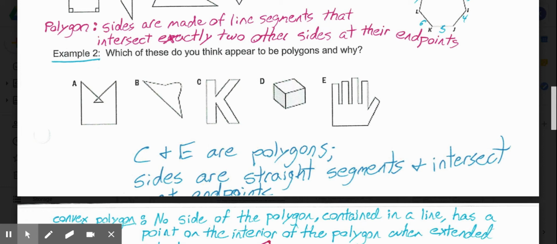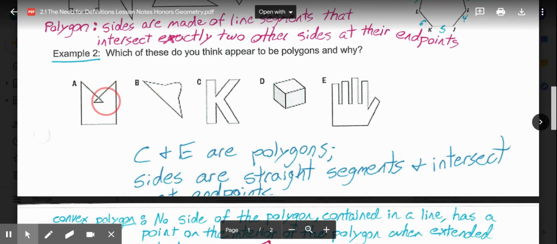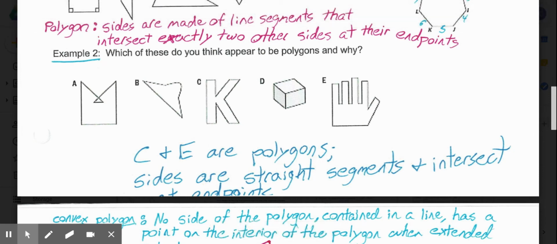They are enclosed regions made up of segments that intersect each other at exactly 2 points, or at their endpoints. B could not be because it has a curved side. A is all made up of segments, but these segments do not intersect at their endpoints. And like I said before, D is 3-dimensional. Polygons are only 2-dimensional.